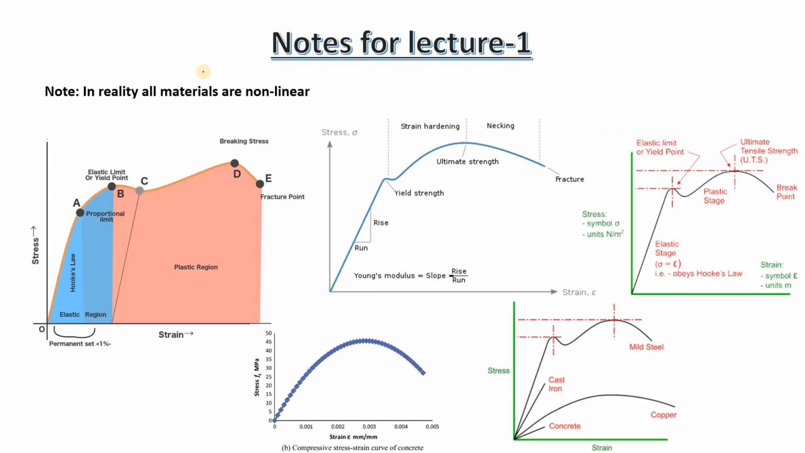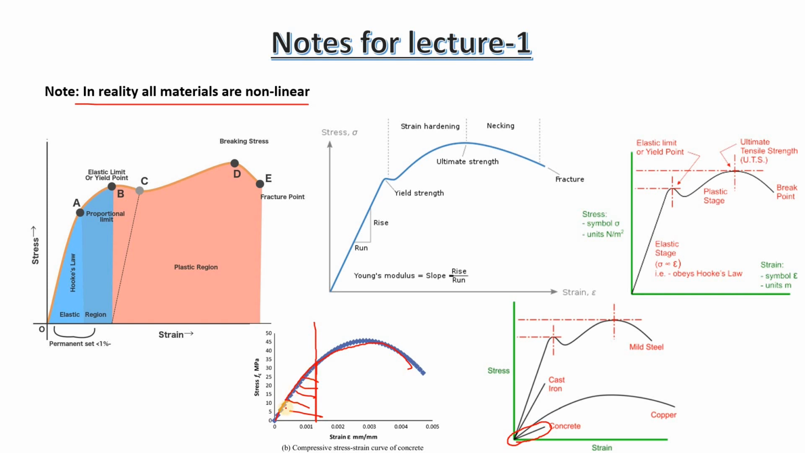Okay, now to the note that we are talking about, that in reality all materials are non-linear, right? If you look at this diagram, you can say, hey, concrete right over here is linear. But if you look into it in great detail, you can see that this curve is actually not linear. You may say this is linear till this point, but in actuality it is not linear, because if you zoom in, there is a certain curve there.